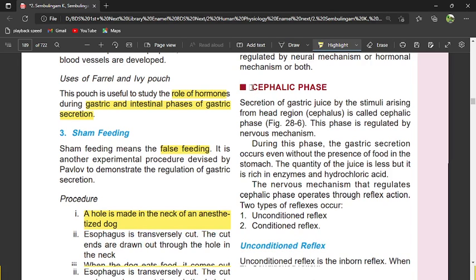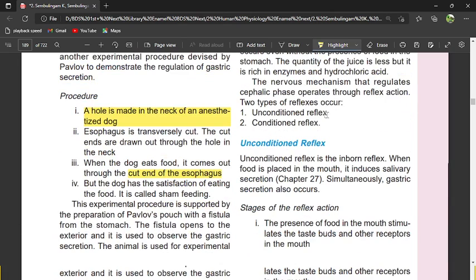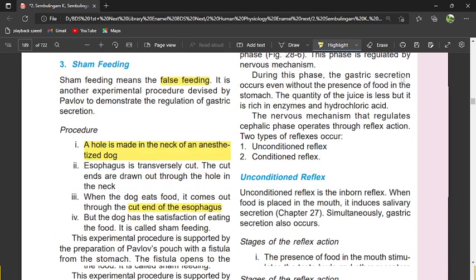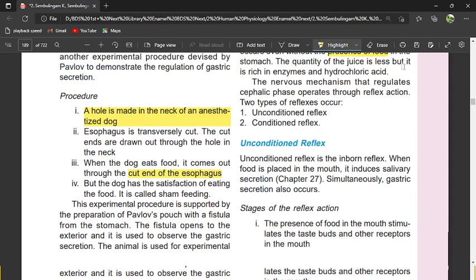First is the cephalic phase. The cephalic phase is the secretion of gastric juice by stimuli arising from the head region, the cephalus, and it is regulated by the nervous system. During this phase, gastric secretion occurs without the presence of food in the stomach, and the quantity of juice is also less.